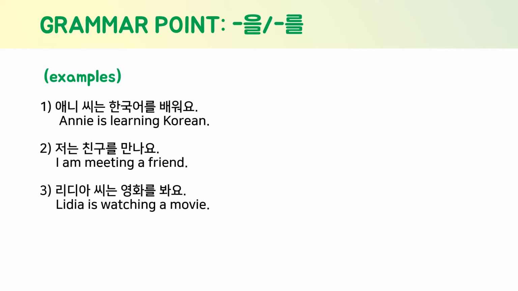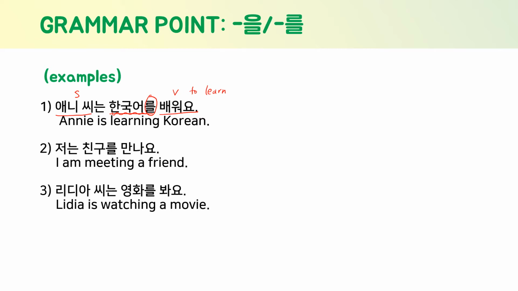Okay, so here are more examples. Let's take a look at them in sentences. Annie is learning Korean. Annie 씨는 한국어를 배워요. Which one is the subject here? Subject or topic, Annie 씨는. 배워요, to learn, is the verb, the predicate, and 한국어를 has the object particle. So 한국어 is the object of the sentence. Annie 씨는 한국어를 배워요. Subject, object, and verb, the predicate.